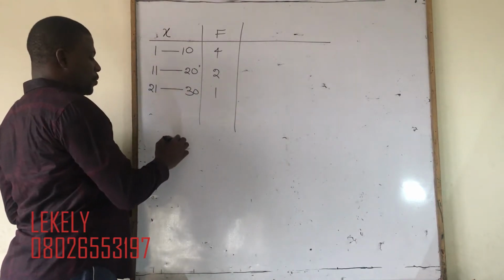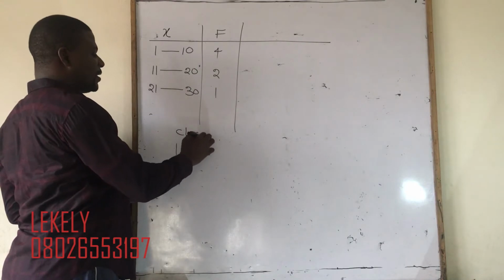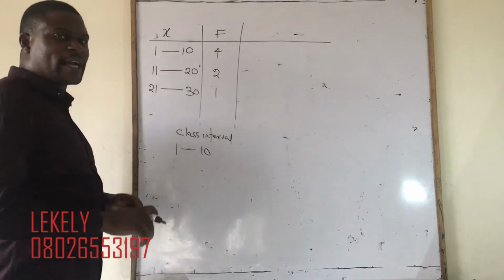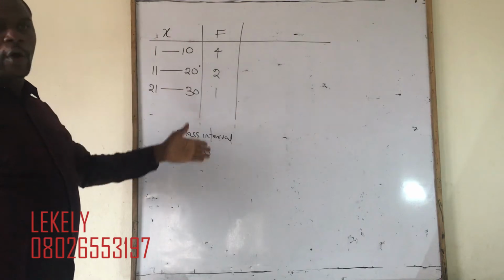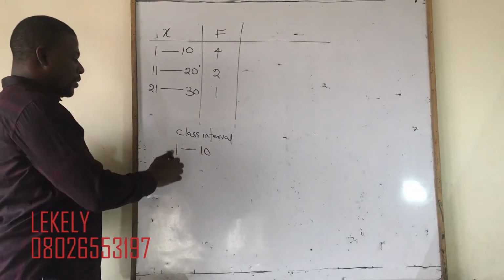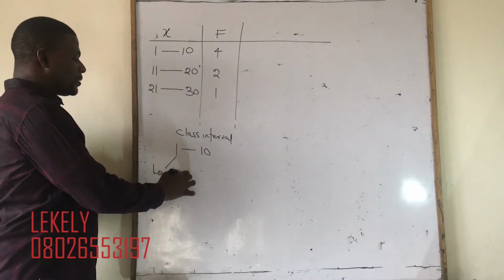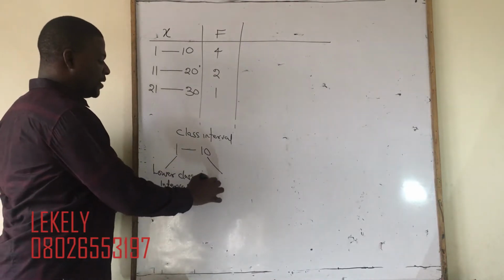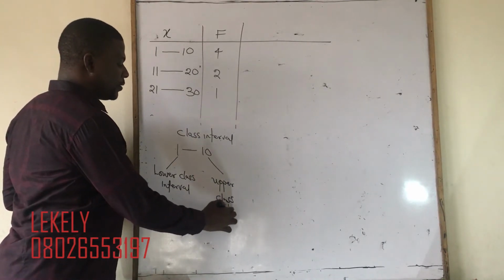my 1 to 10 is class interval. That is the space that you are given, the range of numbers you are given to solve is the class interval. So here your 1 is lower class interval and your 10 is upper class interval.